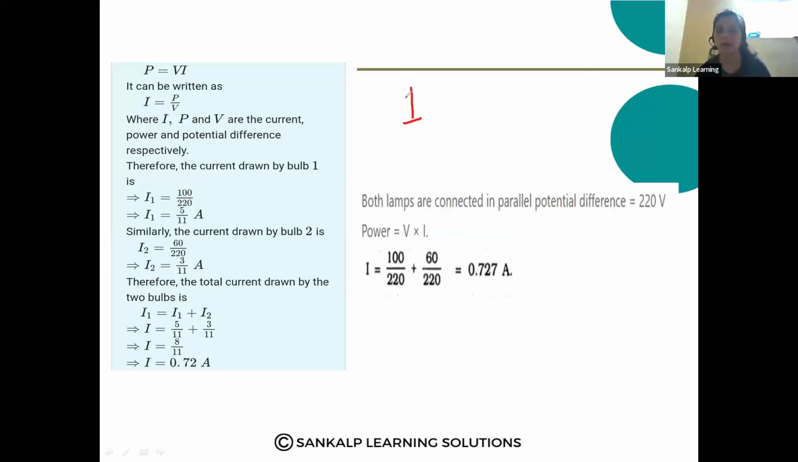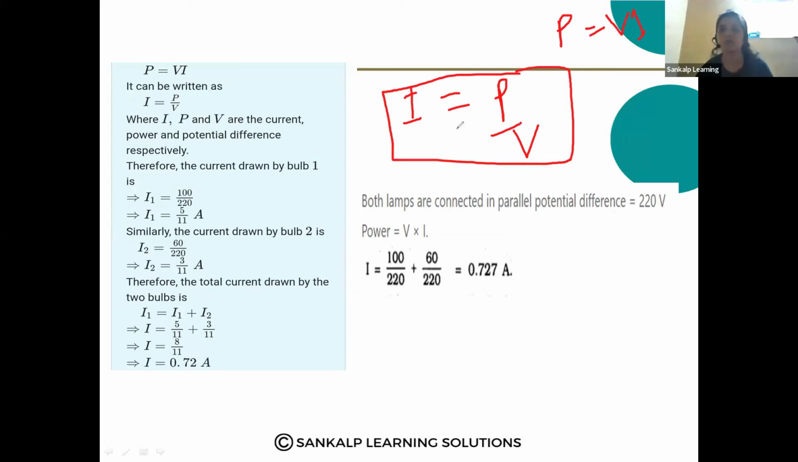So I1 is equal to, how will you write I? I is equal to P by V, right? Because P is equal to VI. If we apply the formula P is equal to VI, then I is equal to P by V. So this is how we have to convert the formula. Then for I1, we know the P. So if you take P as 100, power 100 is known, then V is equal to 220.